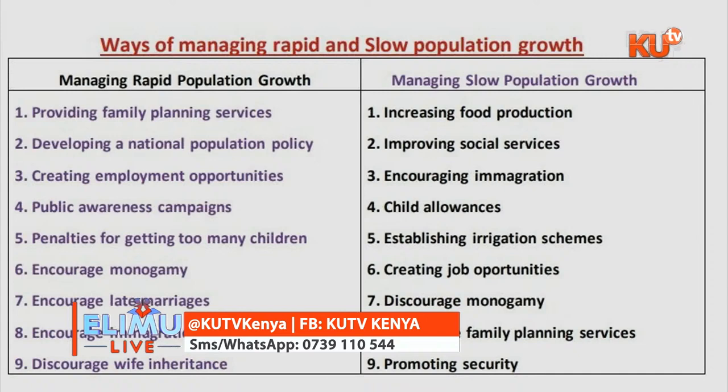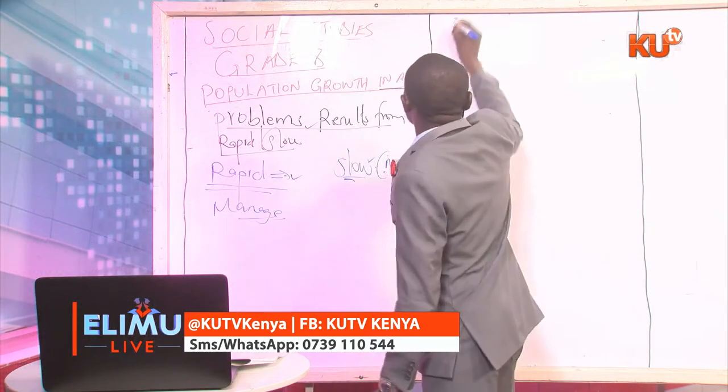In slow population growth, we can manage it by, one, increasing food production. In other words, when we want the population of a place to be higher, because it is low, we need to increase food production and also improve social services, encourage immigration, and discourage monogamy. We discourage monogamy and encourage what we call polygamy. Now, we have looked at ways of managing. As we continue, both rapid and slow population growth have effects.